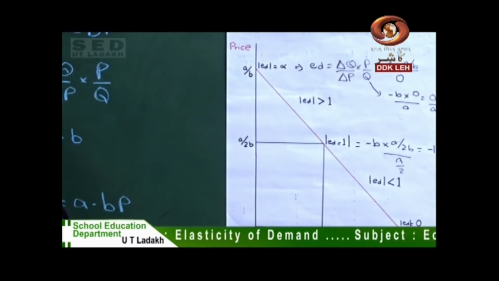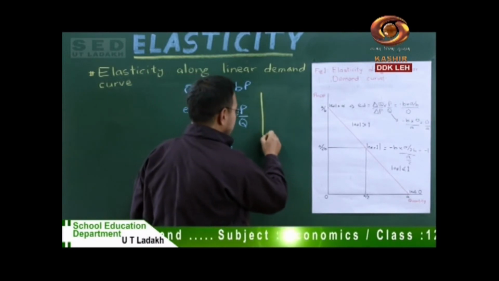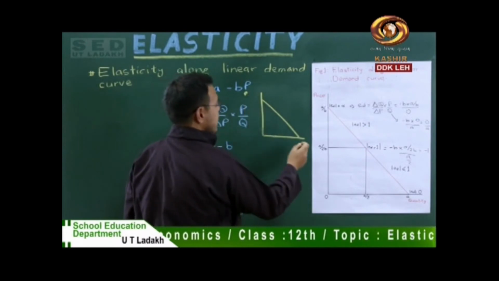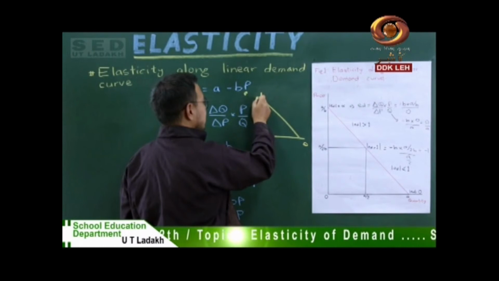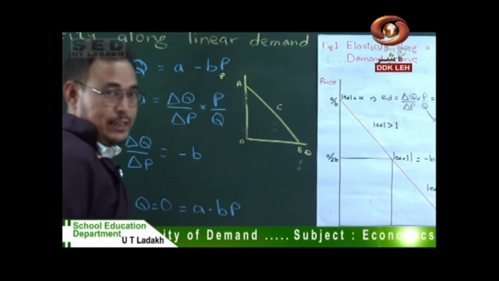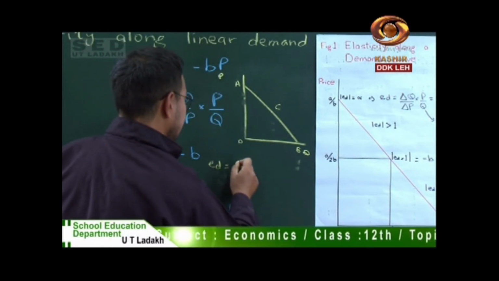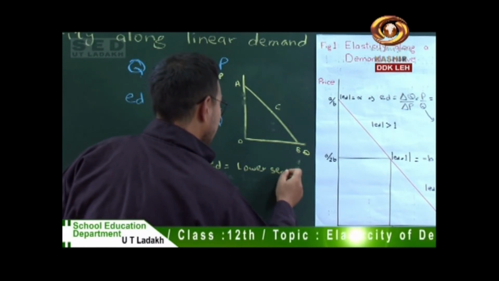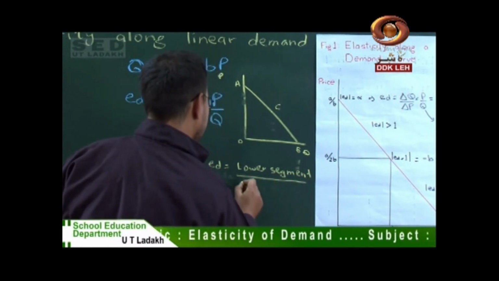So we have another method also to calculate elasticity along the demand curve. Say this is your demand curve, this represents your price, and this is your quantity. I'm drawing a line segment A, B, and say this is your C. Now as per this, your elasticity is simply the lower segment of the curve divided by the upper segment.